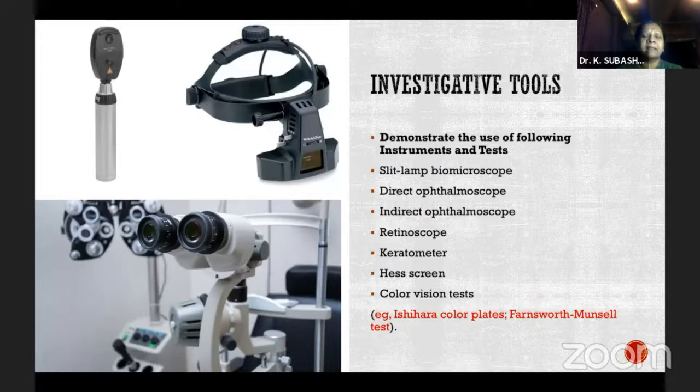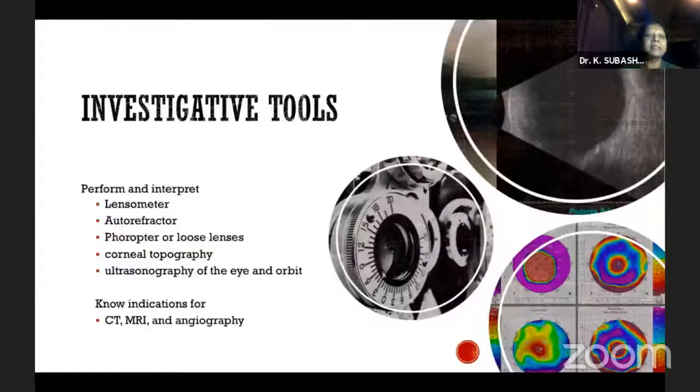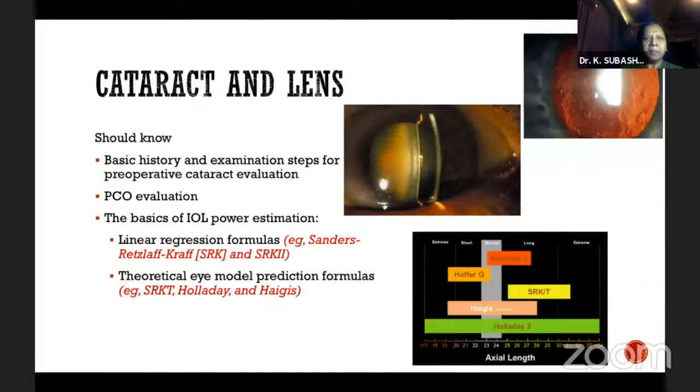So besides the common investigative tools which are useful regardless of the subspecialty, which the resident has to know the principles and the mechanisms of and demonstrate the use of, are the slit lamp biomicroscope, direct and indirect ophthalmoscope, retinoscope, keratometer, Hess screen, and color vision charts. The trainee should also be able to perform and interpret lensometer, autorefractometer, phoropter, corneal topography, ultrasonography of the eye and orbit, and should know when to order a CT, MRI, and angiography.